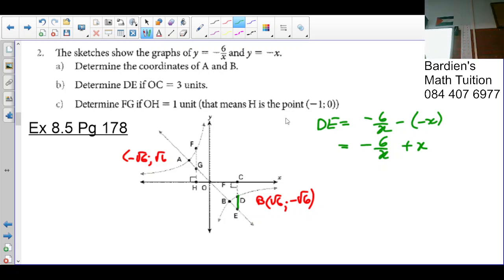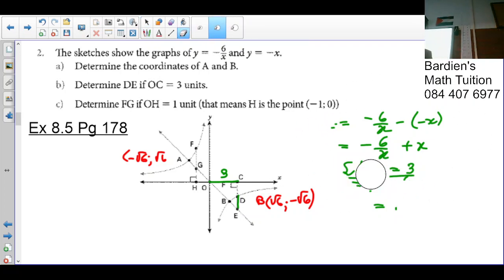Okay. However, we are told that OC, this length there from O to C is 3 units. So what do I do? I must substitute the x value at that point, which is 3. So the length of DE is going to be negative 6 over 3 plus 3, which is negative 2 plus 3 is 1. So the length of DE is 1.